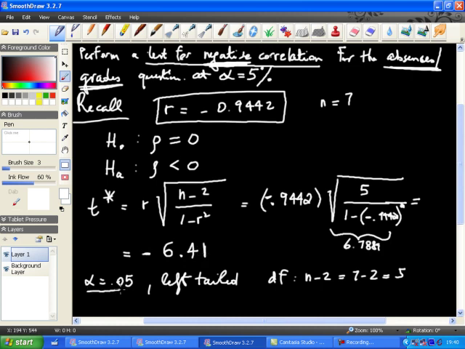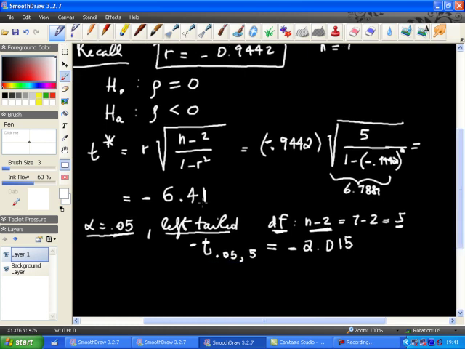Step 3 is the usual. Alpha is 5%. It's a left tail test on the t-tables. Therefore, the degrees of freedom are n minus 2, or 5. So I need to look on the table and make my critical value negative. I'm looking at 5% and 5 degrees of freedom. The t-tables will give you positive 2.015, but because it's a left tail test, we go by symmetry and say it's negative 2.015. Therefore, our test statistic will fall in the critical region.